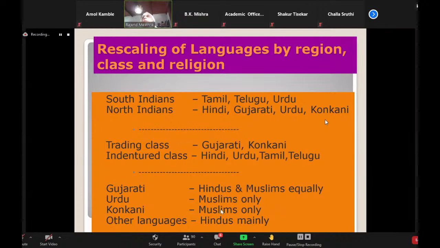Where are the Christian Konkanis? They migrated to the UK and US. Where are the Hindus? They migrated to the US. Sorry, the Christians migrated more to East Africa, to Kenya especially.